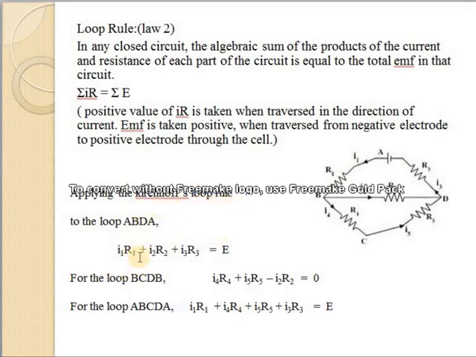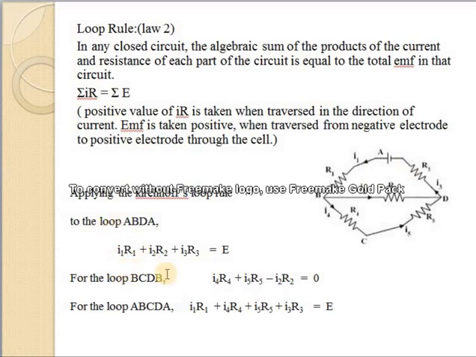So when we look into the loop ABDA, we are going to apply Kirchhoff's second law. We are taking the anti-clockwise direction as positive. I1 is the current flowing in the anti-clockwise direction, so I1 into R1 is positive. I2 is also flowing in that direction, so I2 into R2 is positive. I3 is also flowing in the anti-clockwise direction, so plus I3 into R3 equals the total EMF. Here we have only one cell, and going from the negative terminal to the positive terminal is also in the direction of current, so this is positive.